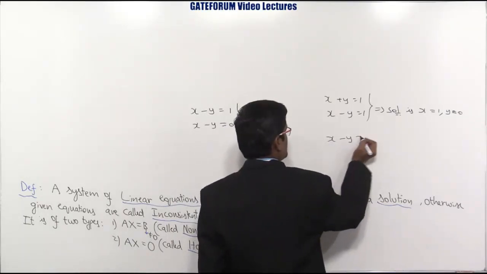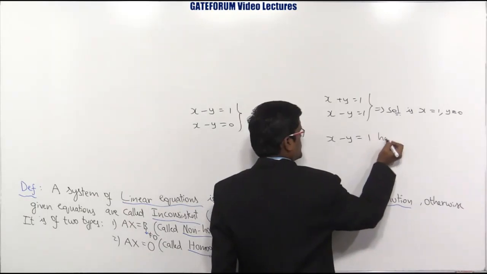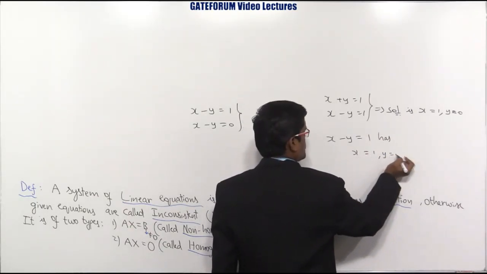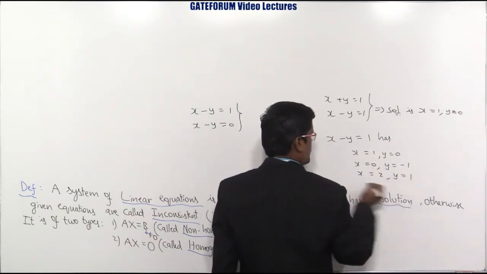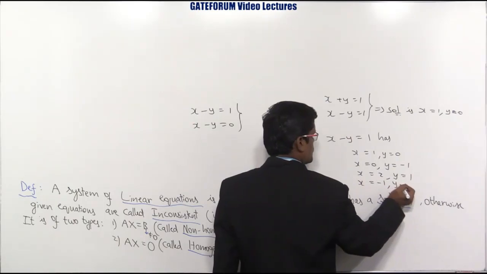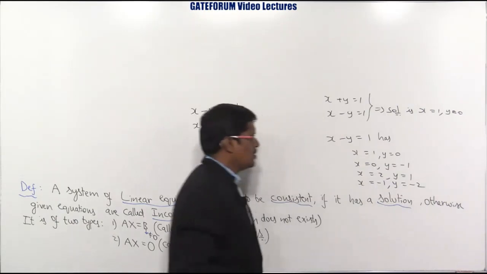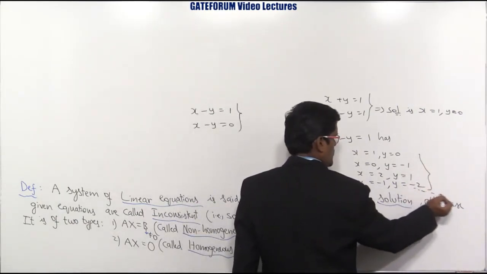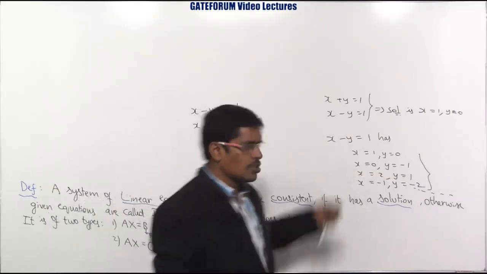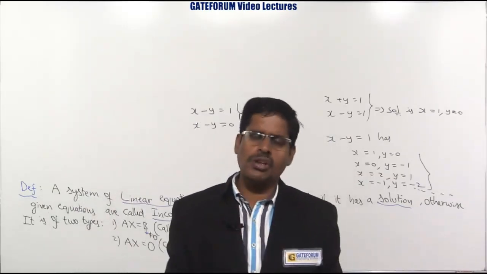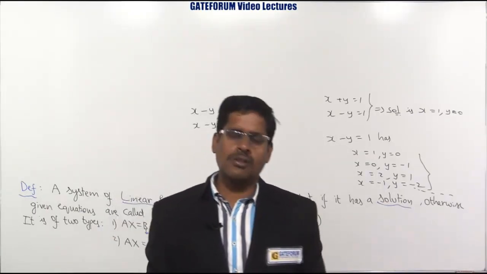For example, x minus y is equal to 1 has x equal to 1, y equal to 0. x equal to 0, y equal to minus 1. x equal to 2, y is equal to 1. x is equal to minus 1, y is equal to minus 2. So, like that, see, unlimited solutions, uncountable solutions, so many solutions, infinitely many solutions. So, solution means either a unique solution or infinitely many solutions. These are called consistent equations. No solution means that the equations are called inconsistent.